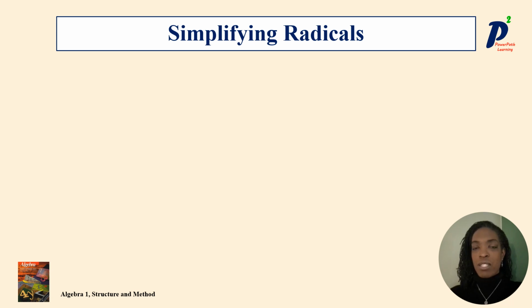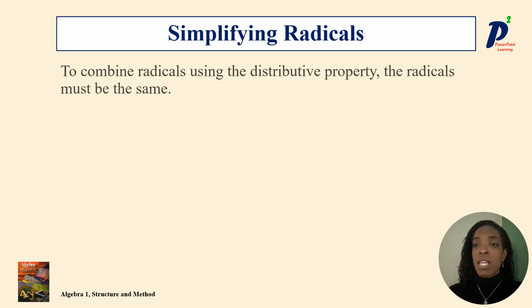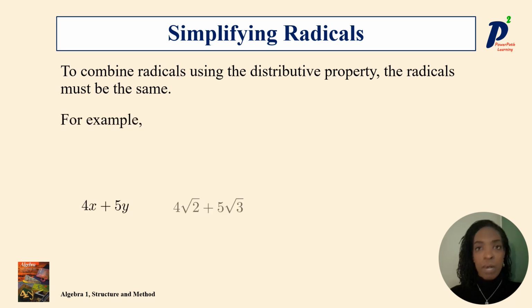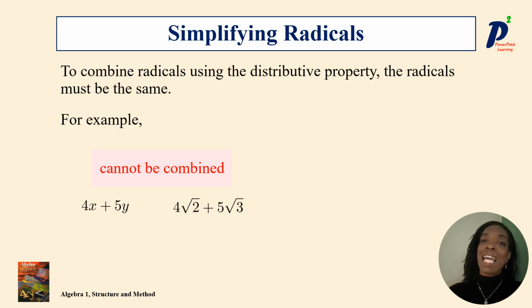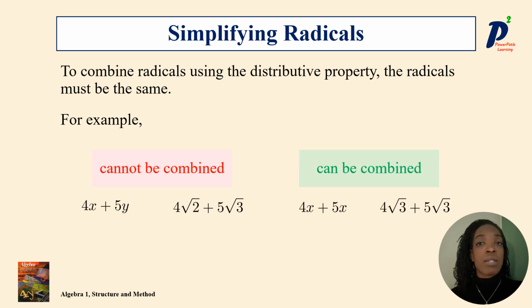Combining radical expressions is very similar to combining polynomials with like terms. It's important that the radicals are the same, just like we need the variables to be the same to combine like expressions. So for example, we can't combine 4x plus 5y because x and y are not like terms or like factors. So we can't do 4 root 2 plus 5 root 3 because again, root 2 and root 3 are not like factors. However, 4x plus 5x, we know we can add those together.